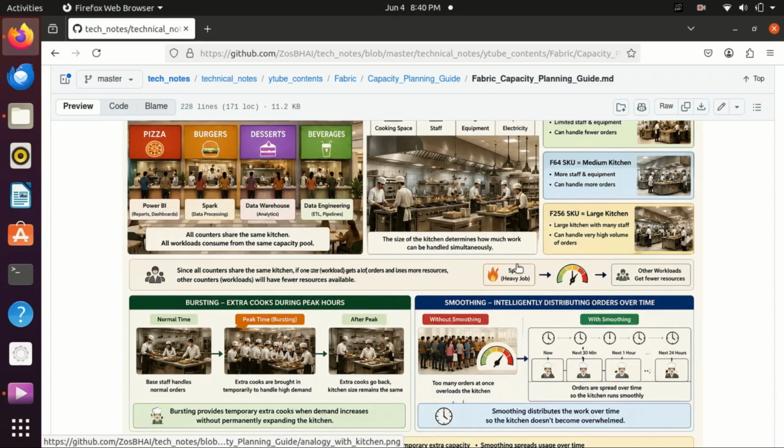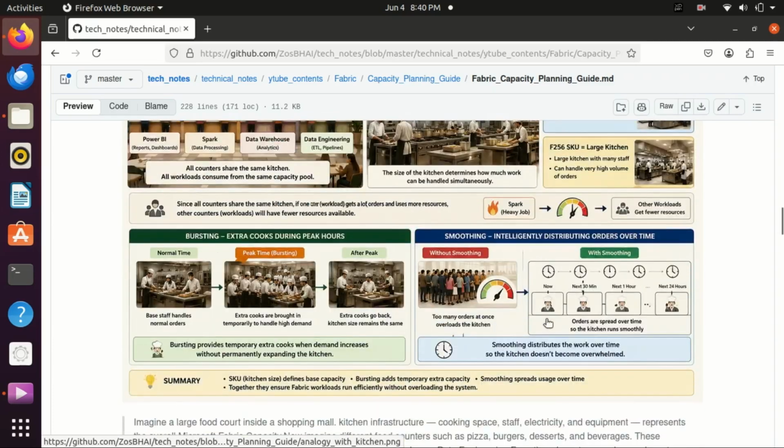So Microsoft works in a similar way. Rather than consuming all the capacity immediately, Fabric intelligently distributes the workload over time. This is smoothing. So just to summarize, bursting is basically temporarily adding extra cooks during the peak demand. Smoothing is intelligently distributing work over time.